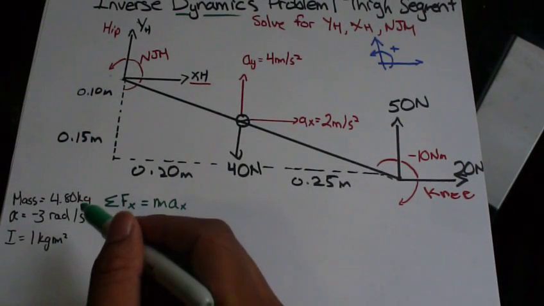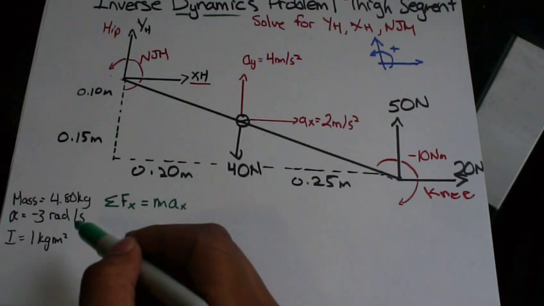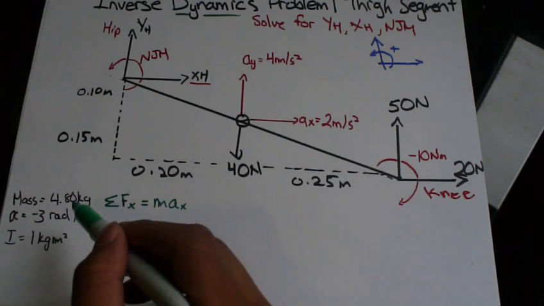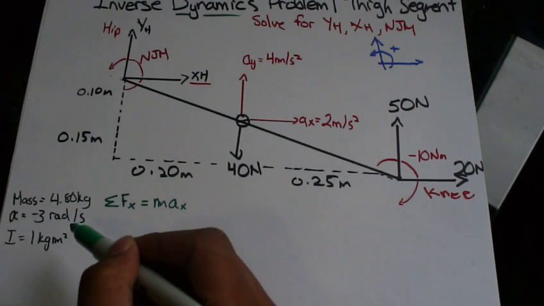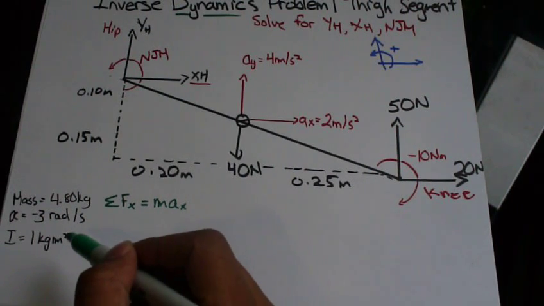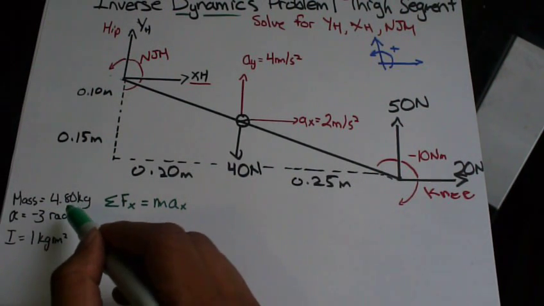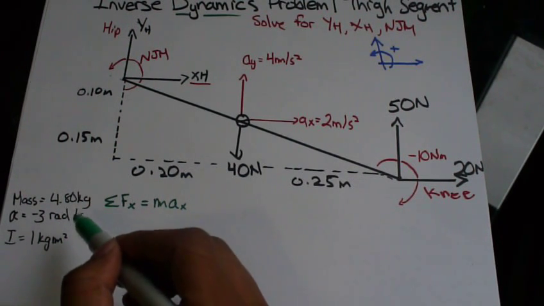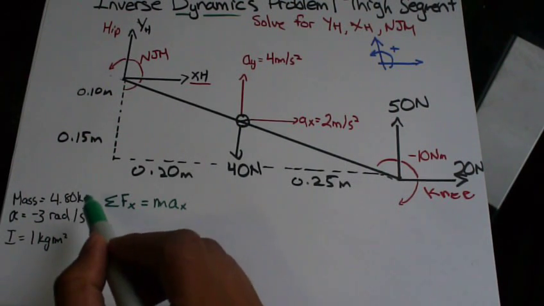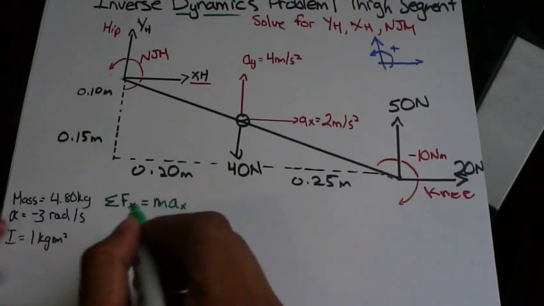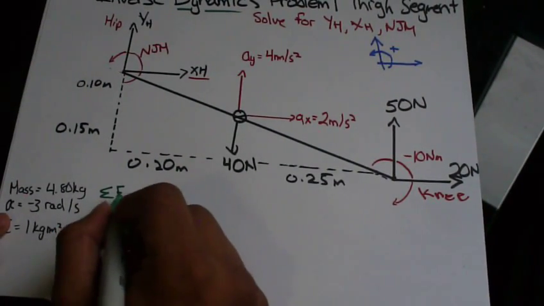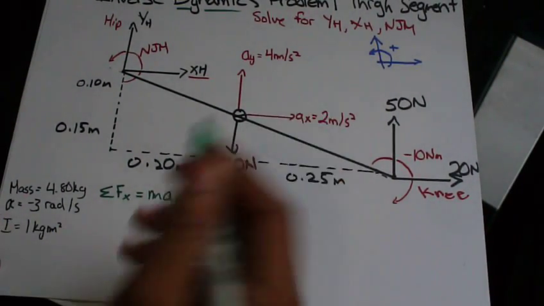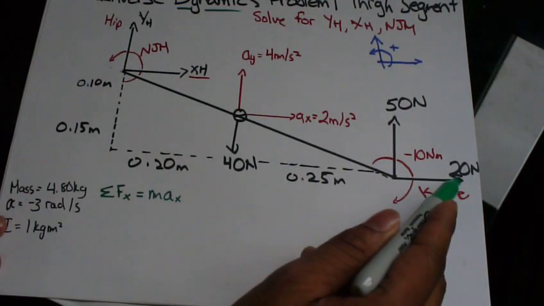However, if it's not given, if the total body mass of the person is given, you take the total body mass and you will be given a proportionality chart, and you multiply the proportionality of whatever segment is in question by the total mass to get the mass of that segment. In this case, it's a thigh segment. So, the sum of forces in the x direction. What are those? So we're given one here, 20.